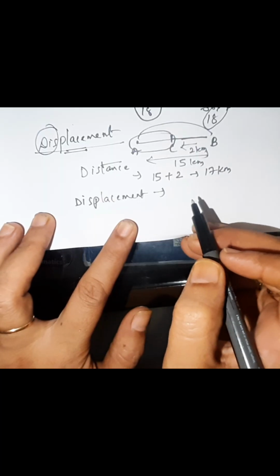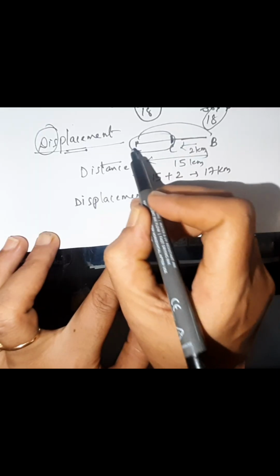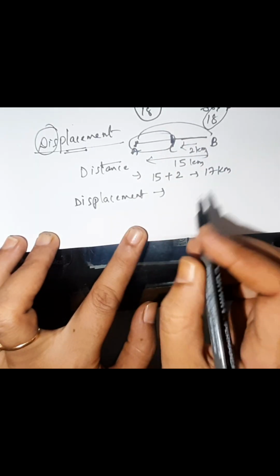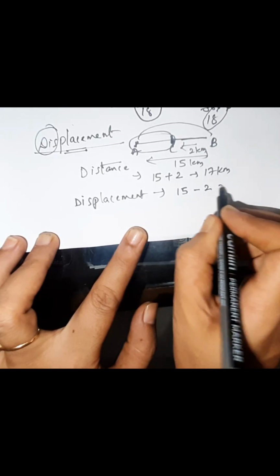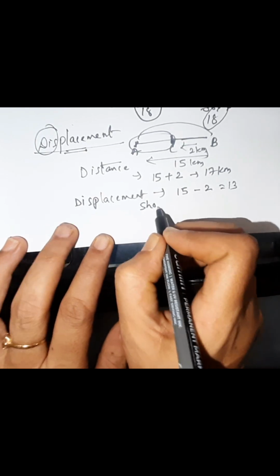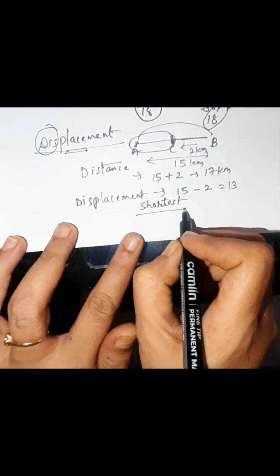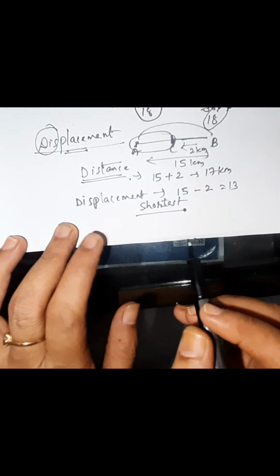Displacement will be AC. So when we calculate displacement, the only thing you need to keep in mind is where I was before and where I am now. So the distance between before and now is displacement. In that sense, displacement will be 15 minus 2, 13. We can remember displacement as the shortest distance between initial and final position, whereas the distance is the longest distance.